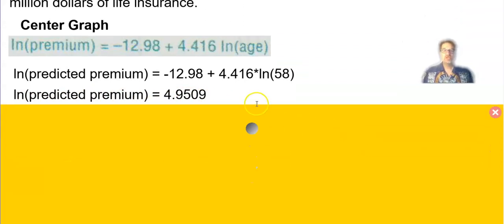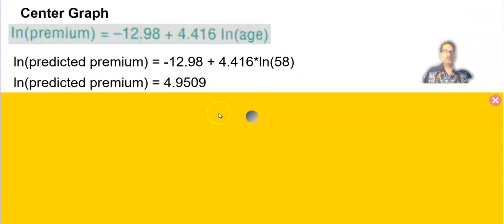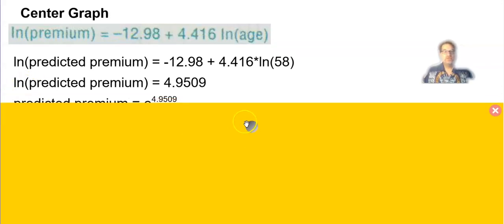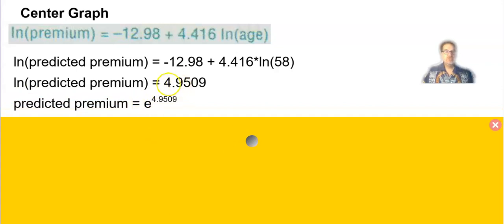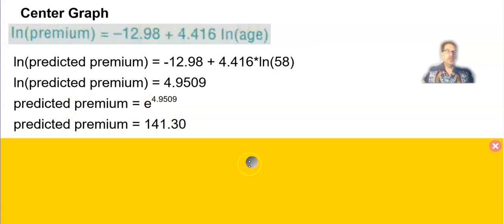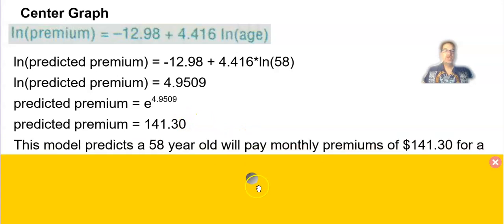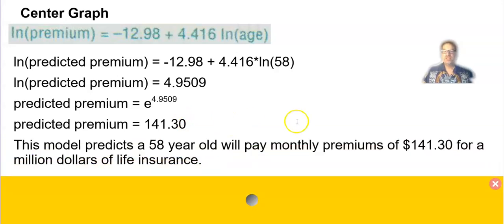The more decimals I use, the more accurate my answer will be. Remember, this is base e. So e to this power is going to be my premium. If you do shift ln, it'll bring up e on your calculator. I bang it in and I get 141.30. It went on, but since we're talking money, I only did 2 decimal places. This model predicts that a 58-year-old will pay monthly premiums of $141.30 for a $1 million life insurance policy.